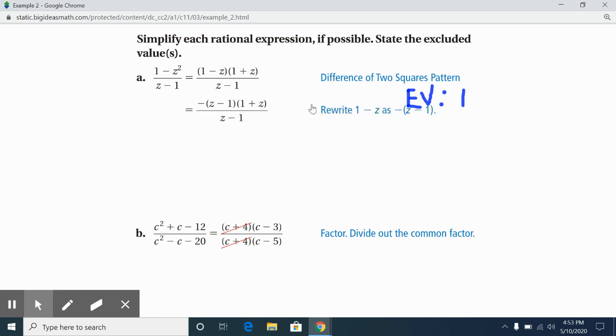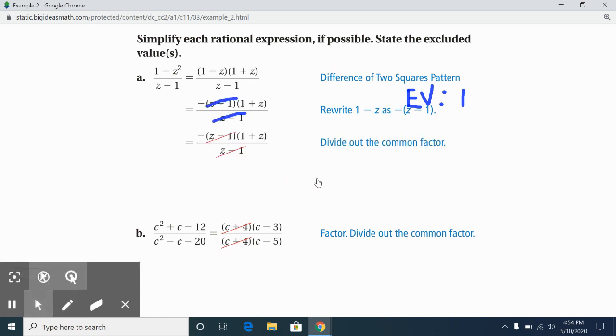So what they do is they rewrite the first binomial with the z coming first, and they factor out a negative 1, because this would have been negative z plus 1, and they want that to look like the denominator so they can cancel it out. All right, so they rewrote it and factored out a negative sign to make it z minus 1 so that they could cancel it with the bottom.